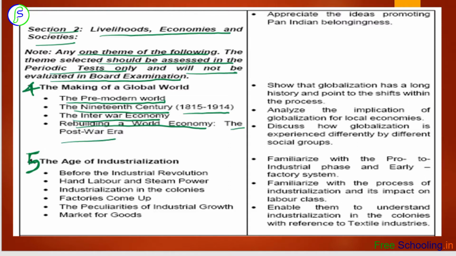Now let's see the topics of the age of industrialization chapter: before the industrial revolution, hand labor and steam power, industrialization in the colonies, factories come up, the peculiarities of industrial growth, and the last, markets for goods. So these are all topics coming in chapter 5.